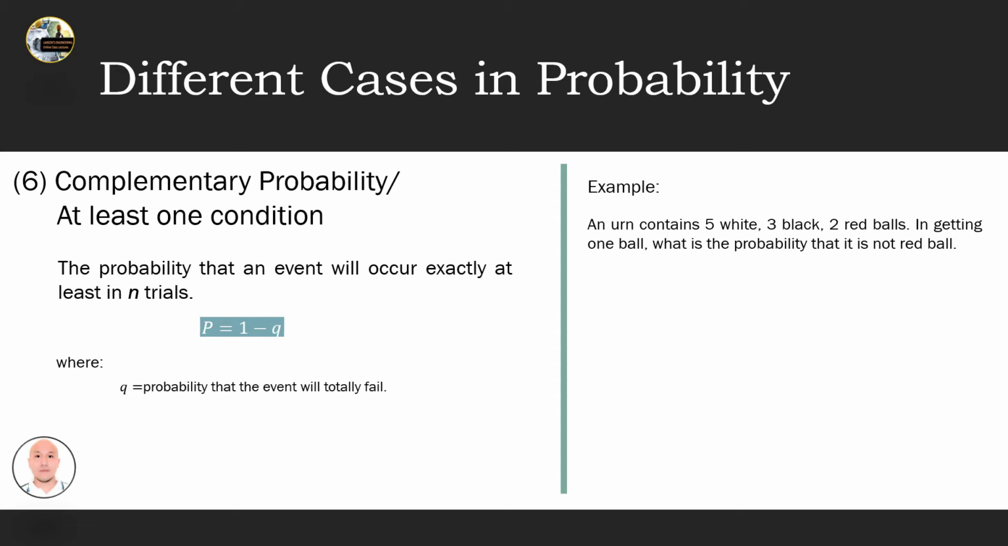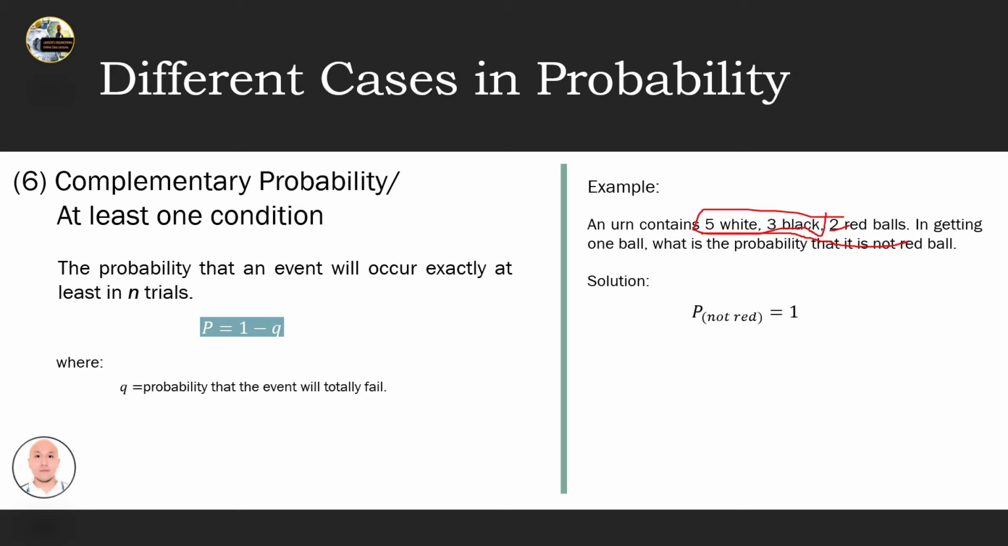In getting 1 ball, what is the probability that it is not a red ball? So from our formula, we have a total of 10 balls. So the probability here that it is not the red ball is, we have 8, and we have 2 red balls, so 2 over 8.